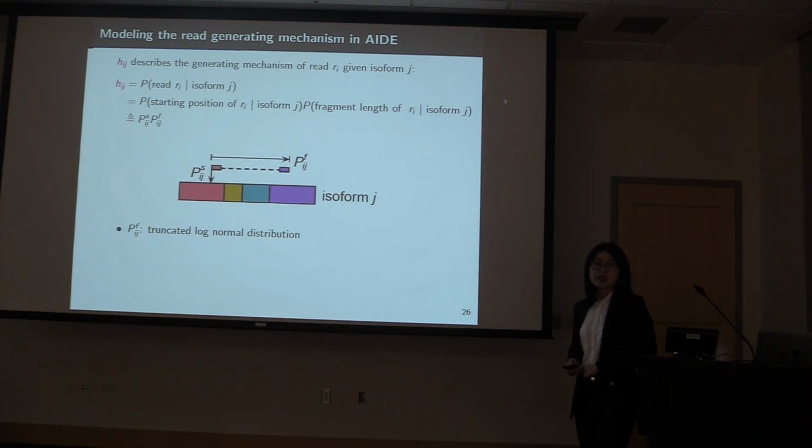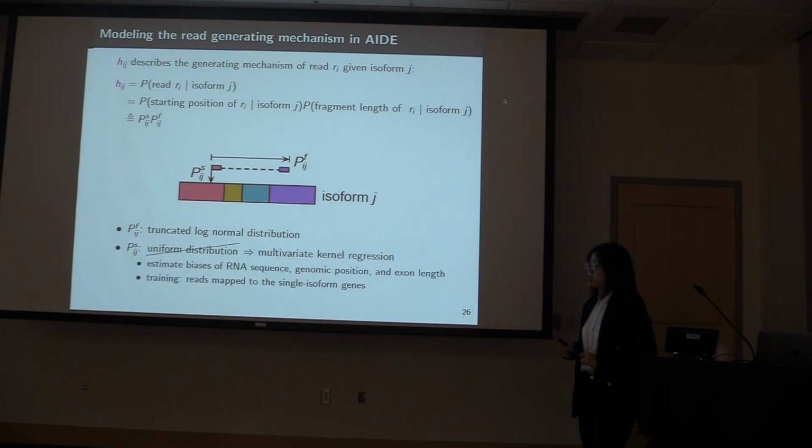First of all, for the fragment length, we model it using a truncated log-normal distribution based on our empirical observation and the fact that RNA segments that are too long or too short are filtered out in RNA-seq experiments. For the starting positions, instead of using a uniform assumption, we build a multivariate kernel regression model to estimate different technical biases that may depend on RNA sequences, genomic positions, and exon lengths. These technical biases make certain starting genomic positions more frequently sampled compared to the other positions.